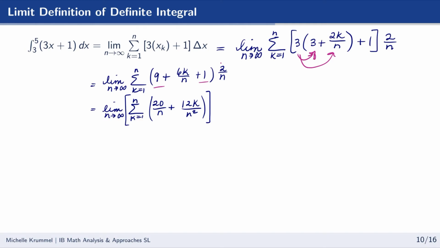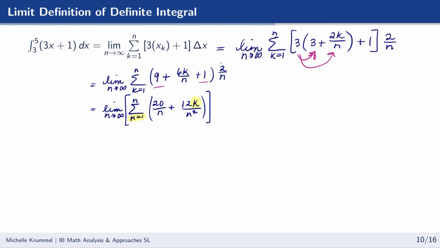And this summation, it has k's in it and n's in it, and they're not both treated as variables. What is treated as the variable is the k. That's the thing that's changing, starting with k equals 1, then k equals 2, then k equals 3, then k equals 4, all the way up to k equals n. K is the thing that's changing. N is not changing, n is fixed. Okay, so we're treating n as a constant here. If n is a constant, then 20 over n is a constant.